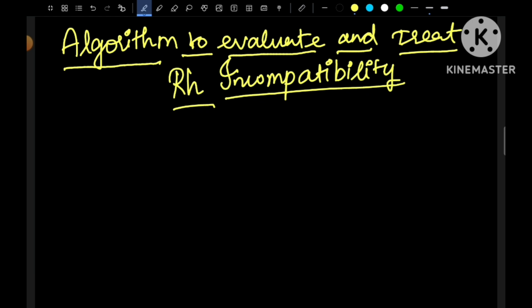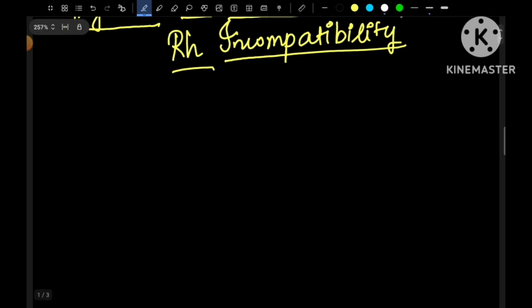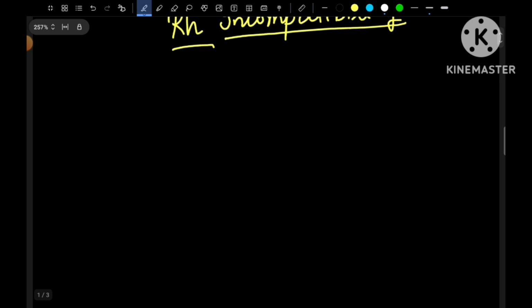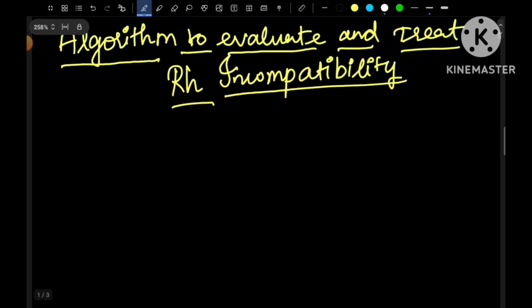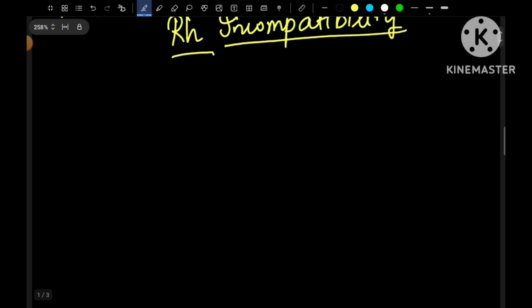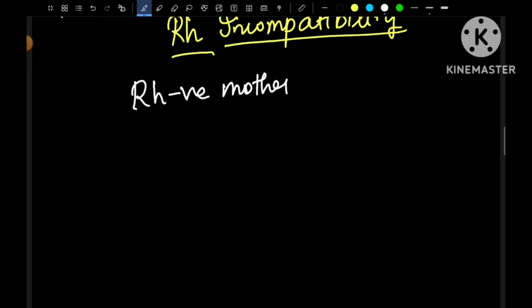Okay, so let's directly learn about this algorithm. It's a very important algorithm, guys. Really very important. Any RH negative pregnant patient, if we see, we have to first think about this algorithm. So if there is an RH negative mother and it is not her first pregnancy, if it is a second or third pregnancy, that is after her first pregnancy.